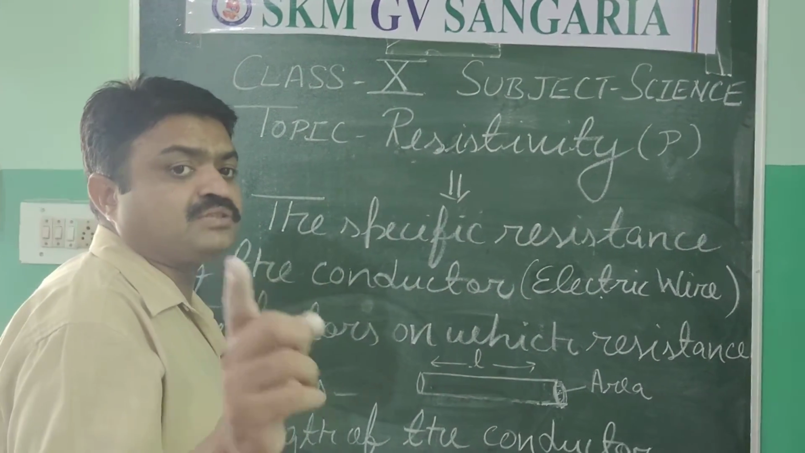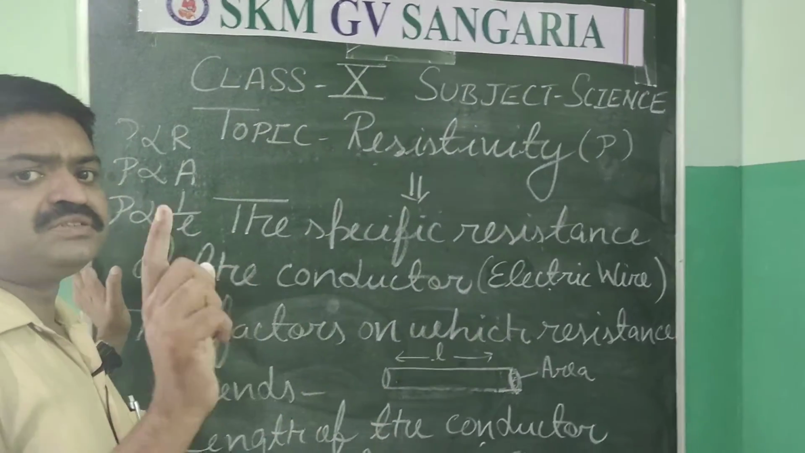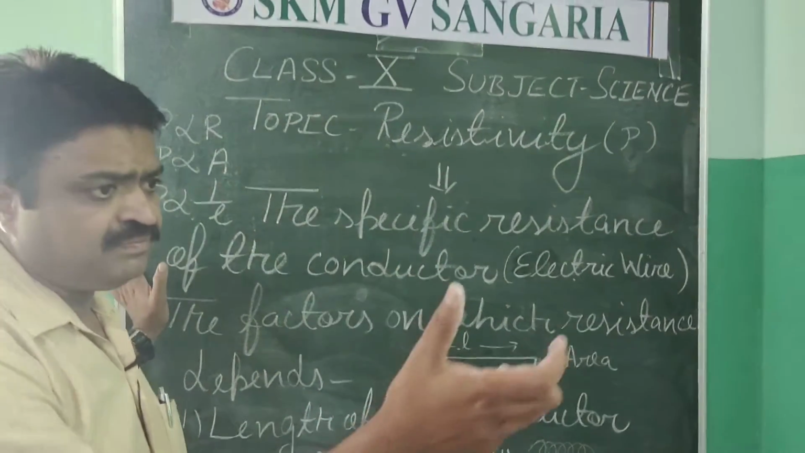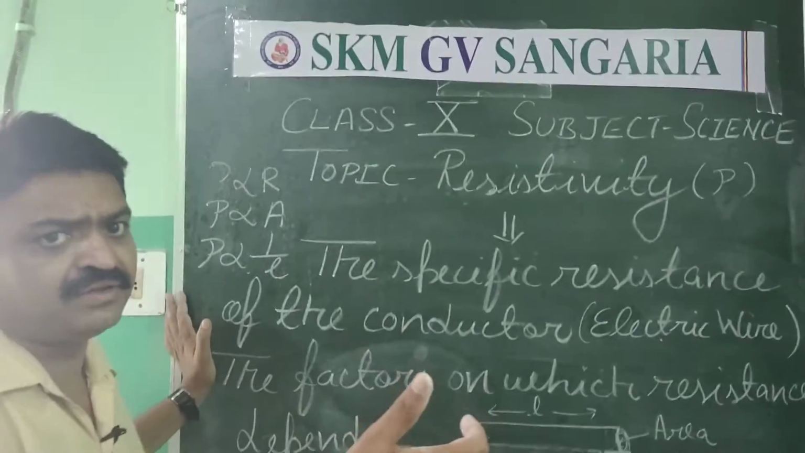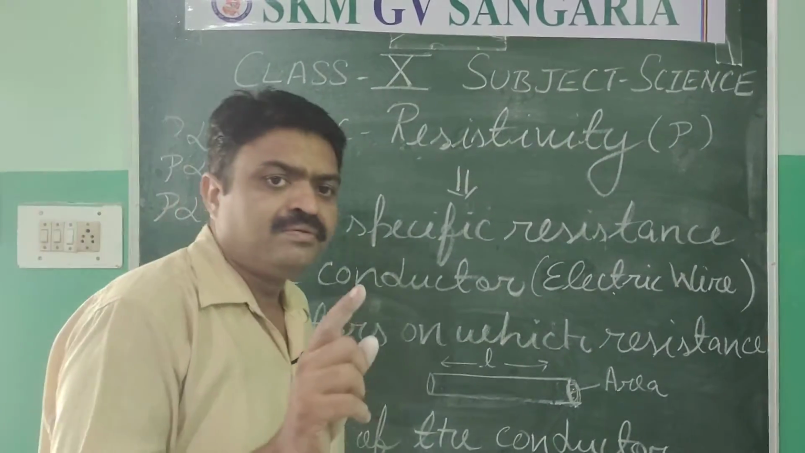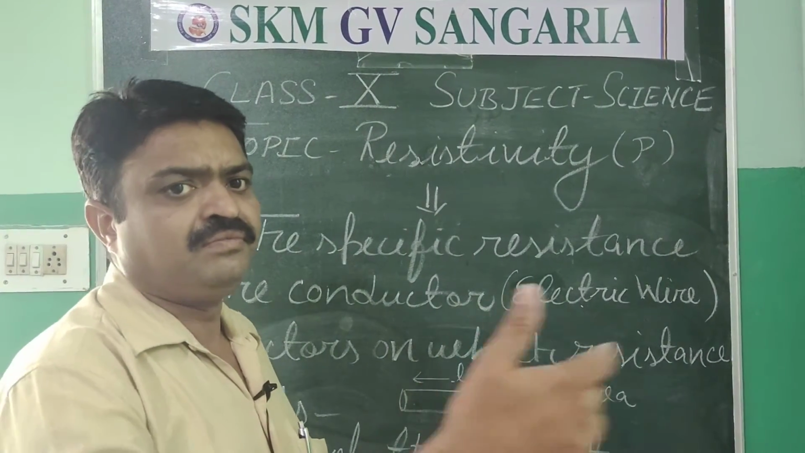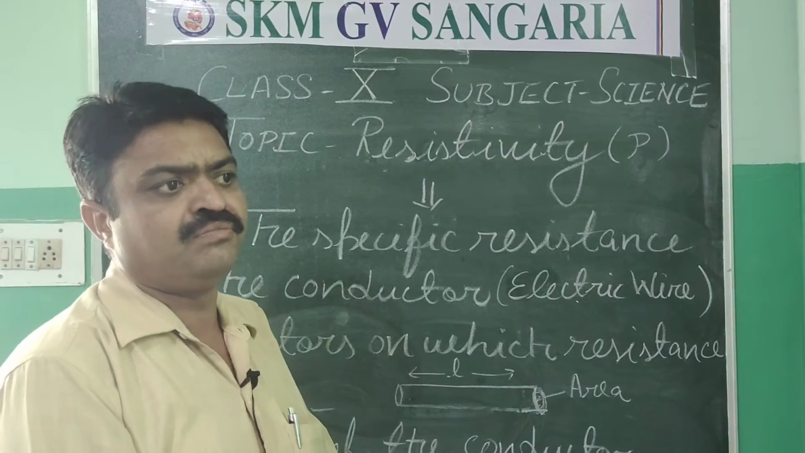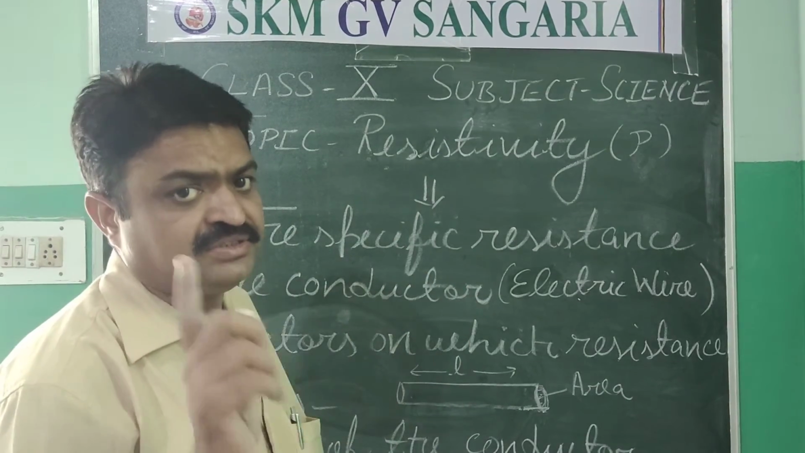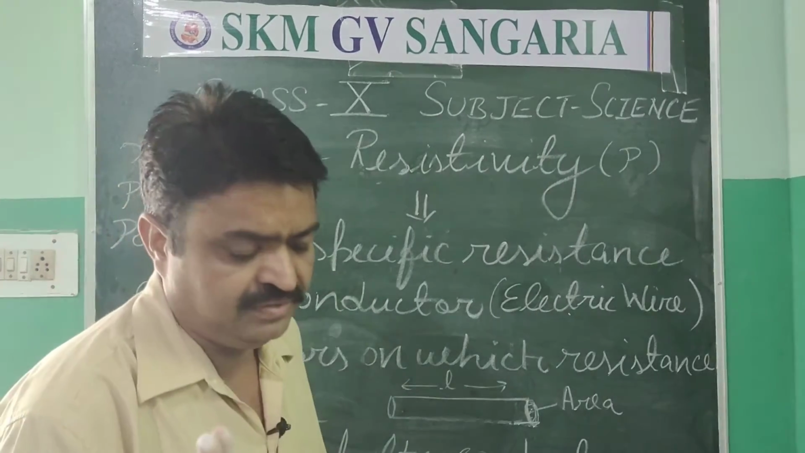Now the insulators have very high resistivity, and the semiconductors have moderate resistivity, and some electric conductors like the electric wire that is made up of copper or aluminium have low resistivity. But the heating devices, wires like nichrome, tungsten and some other alloy wires, have very high resistivity. So resistivity differs according to the conductor.